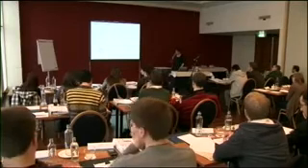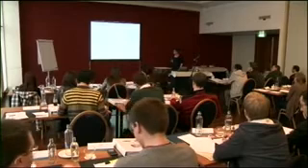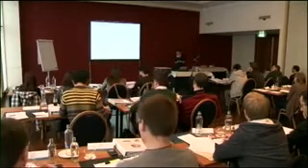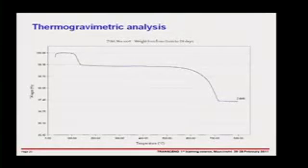Okay. So we come on to the next technique, which is thermogravimetric analysis. The idea of this is very, very simple. You just heat your sample at a controlled rate, and you measure its mass. So you start here with your original sample at 100% mass, and as we heat it up, we see a loss of mass.